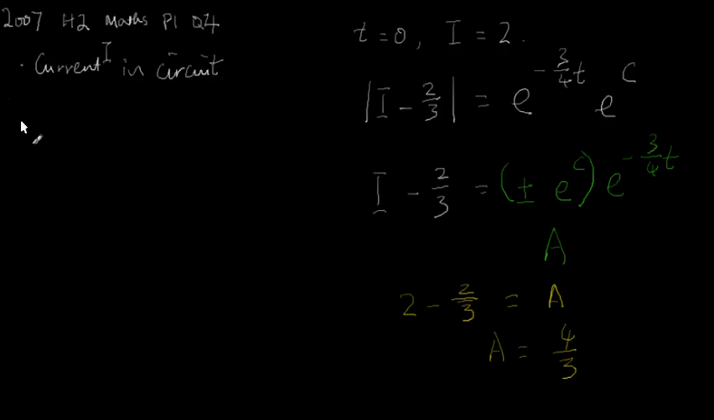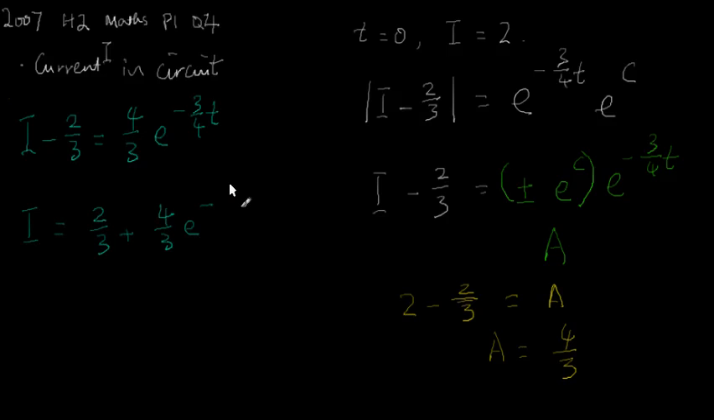Okay, so I minus 2/3 is equal to 4/3 and e to the power of minus 3/4 t. And therefore I is equal to, bring that over, 2/3 plus 4 over 3 e to the power minus 3 over 4 t. So we have done the first part of the question.